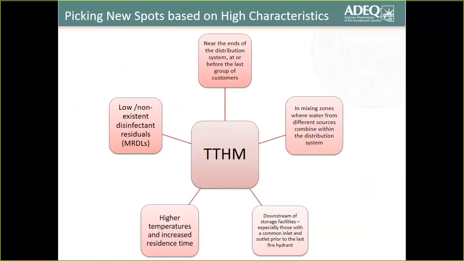If you don't have any historical data but need to pick sites, you can use some of these characteristics. For TTHMs, you would sample near the end of the distribution system before the last group of customers, where you have either non-existent or low disinfectant residuals. That's a good location. Where you have increased residence time or downstream of storage facilities is also a good location. And in mixing zones where different sources are combining in the distribution system is a good location as well.